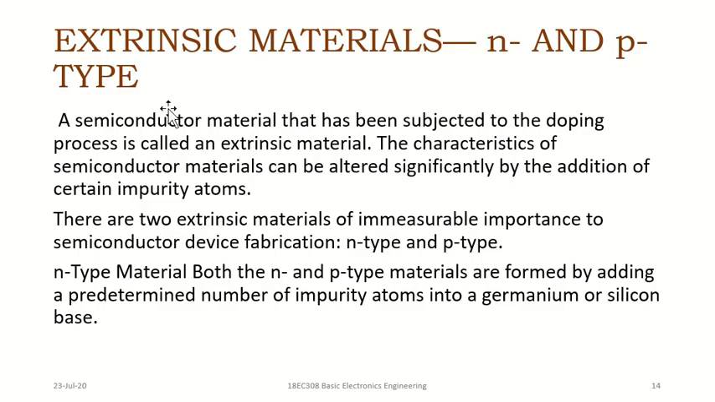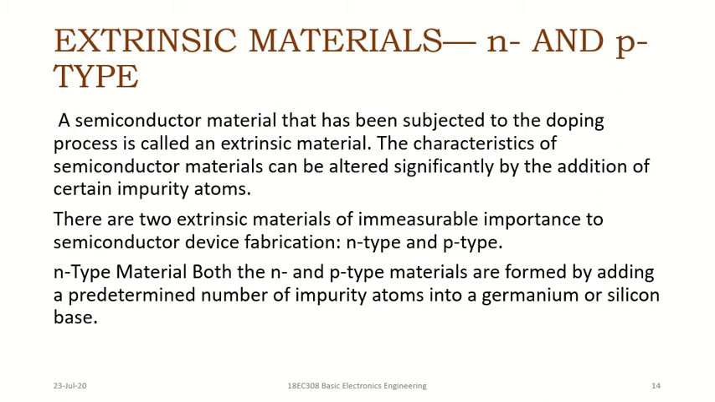Now we will see what is an extrinsic semiconductor. Until now we have seen the pure form, the intrinsic semiconductor. In an extrinsic semiconductor, we add impurities externally, thereby the intrinsic semiconductor has now become an extrinsic semiconductor.